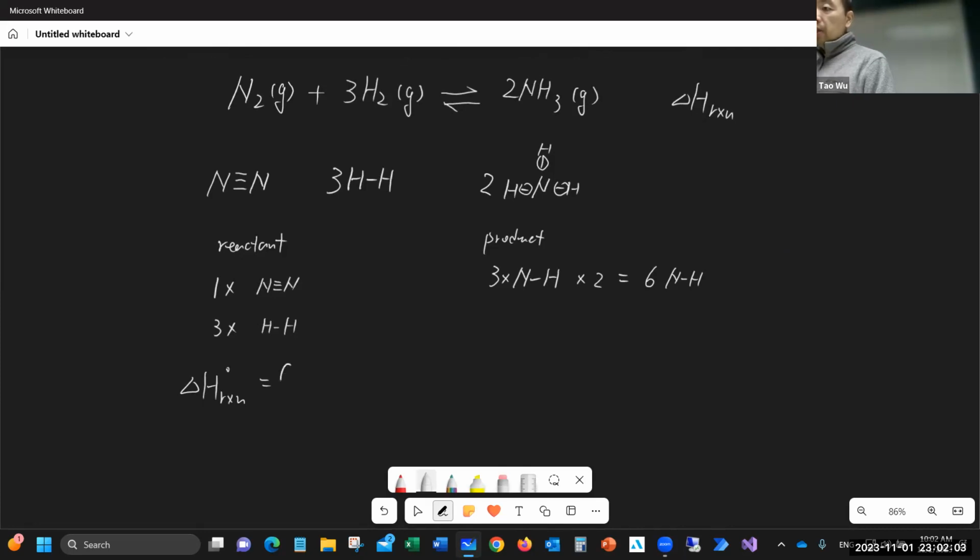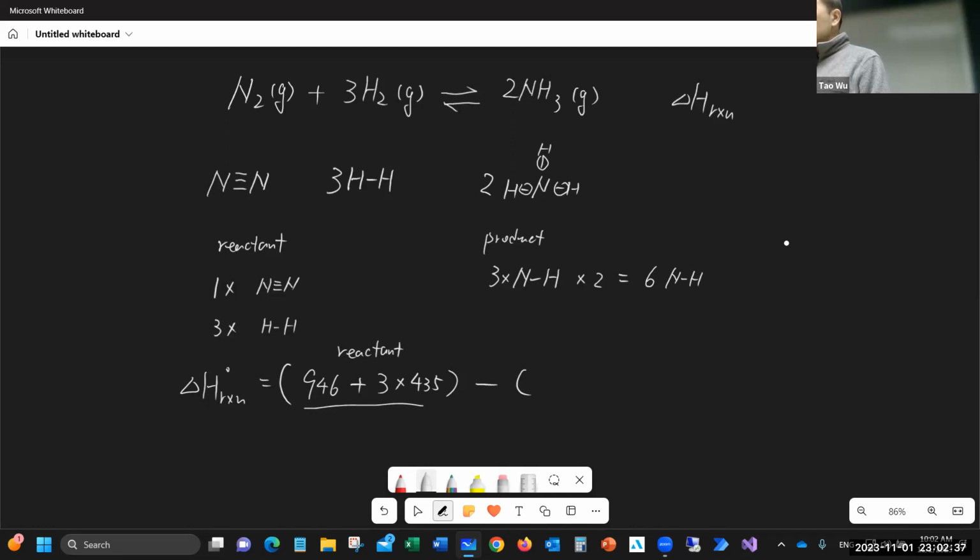The bond energy for 1 nitrogen triple bond is 946 kilojoule per mole, and you plus 3 hydrogen bonds, so 3 times 435 kilojoule per mole. This is what we have for the reactant. And you subtract how much you have for the product.